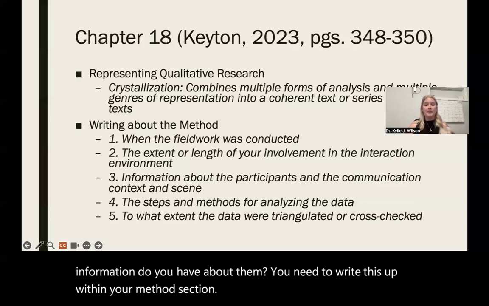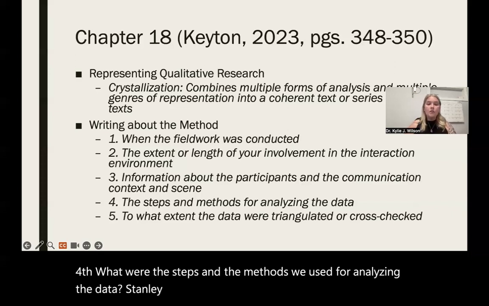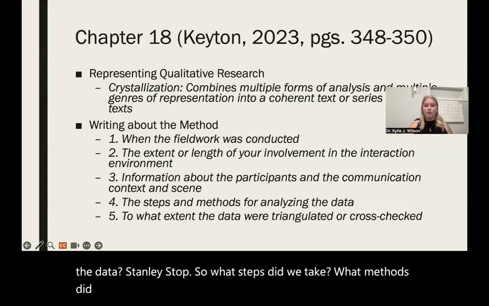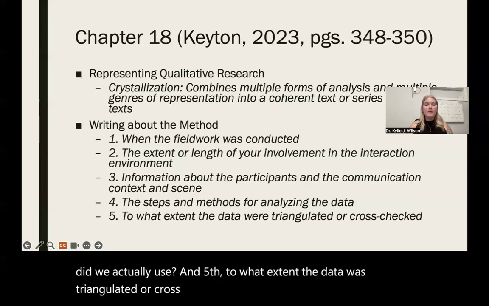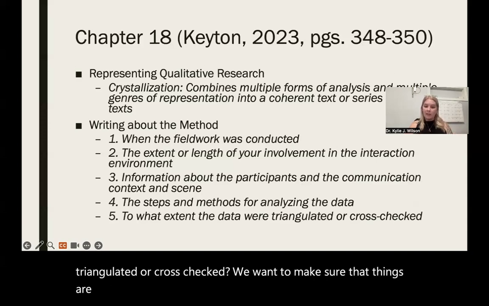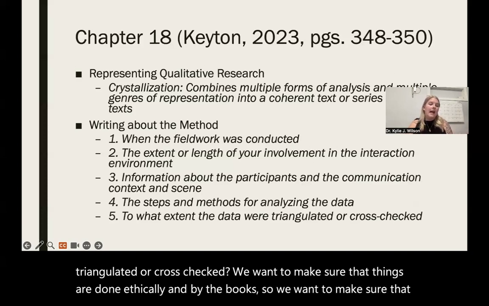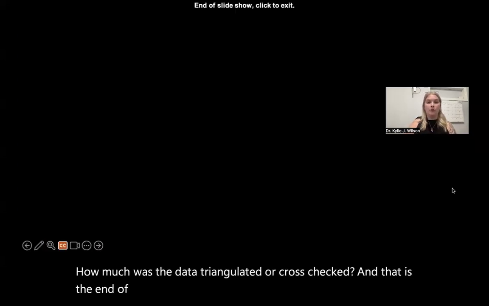Fourth, what were the steps and the methods we used for analyzing the data? What steps did we take? What methods did we actually use? And fifth, to what extent was the data triangulated or cross-checked? We want to make sure that things are done ethically and by the books. So how much was the data triangulated or cross-checked? And that is the end of the chapter.